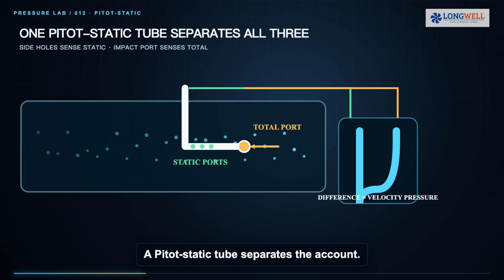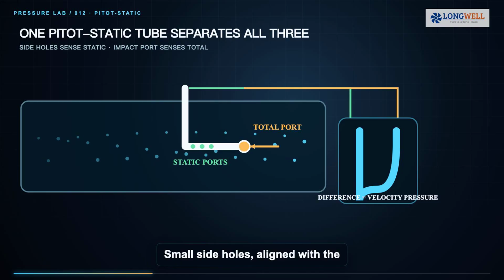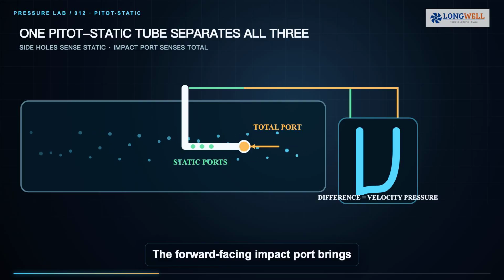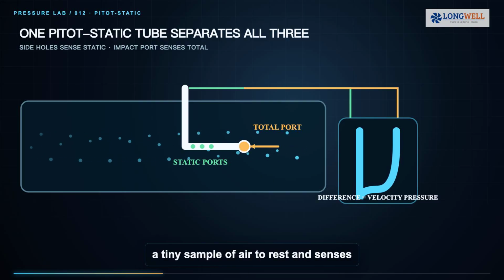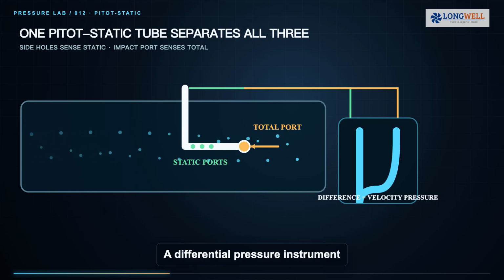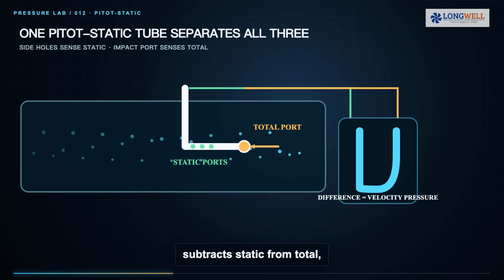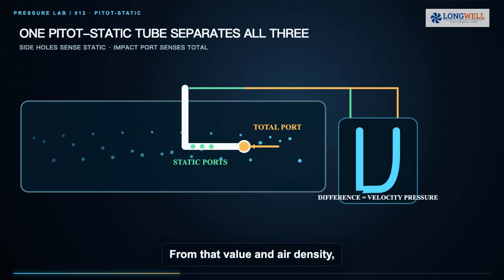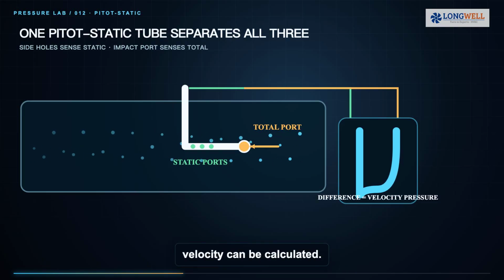A pitot-static tube separates the account. Small side holes, aligned with the duct wall, sense static pressure. The forward-facing impact port brings a tiny sample of air to rest and senses total pressure. A differential pressure instrument subtracts static from total, leaving velocity pressure. From that value and air density, velocity can be calculated.